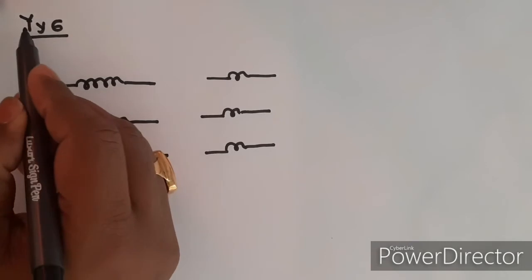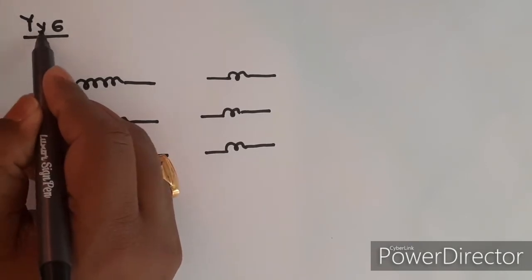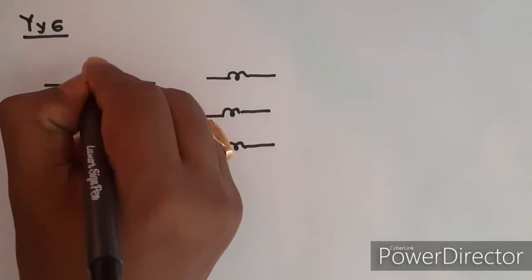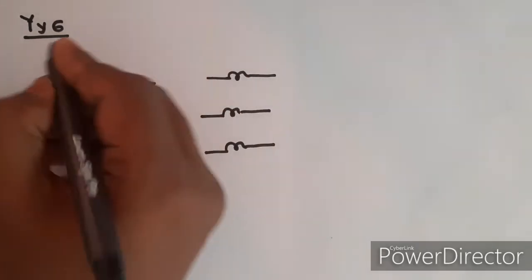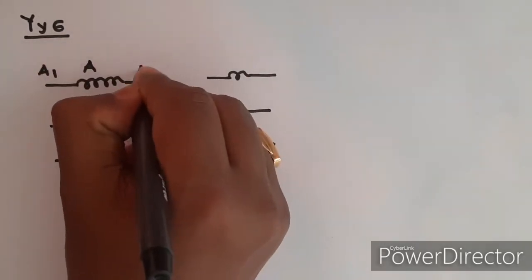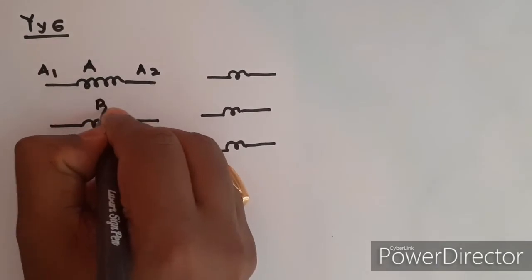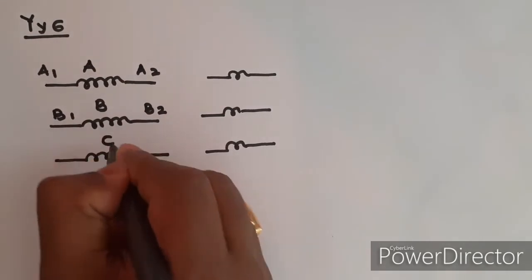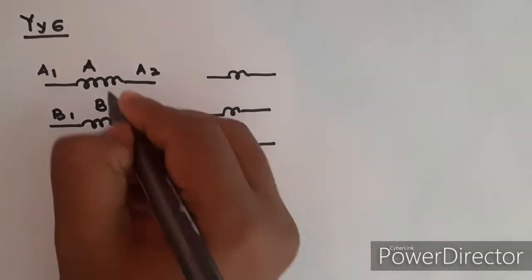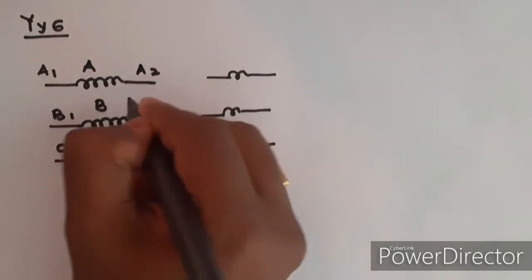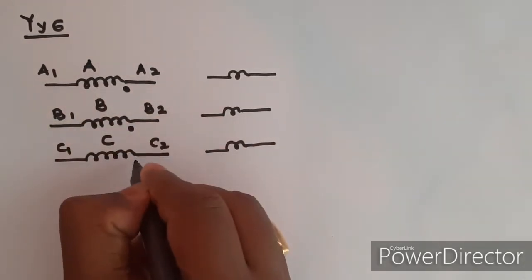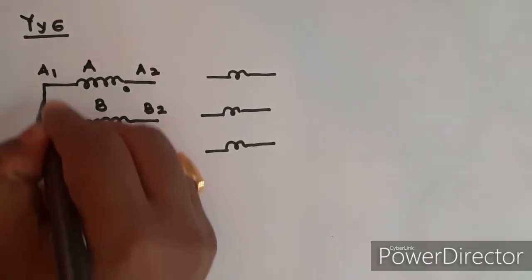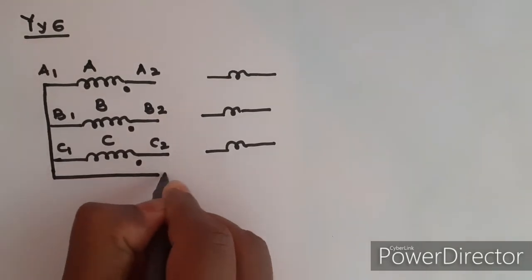Now start YY6. Y means high voltage star connected, low voltage star connected, and 6 means 180 degree phase shift. Here A phase, A1, A2, B phase, B1, B2, C phase, C1, C2. End of winding A2, B2, C2 will be dotted. For star connection, A1, B1 and C1 will be short circuited and the neutral point is taken from here.